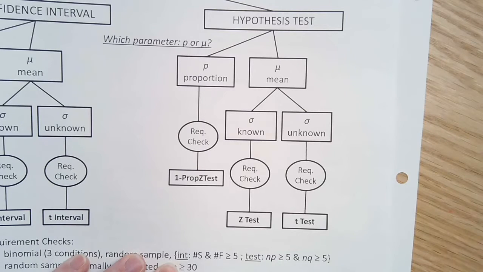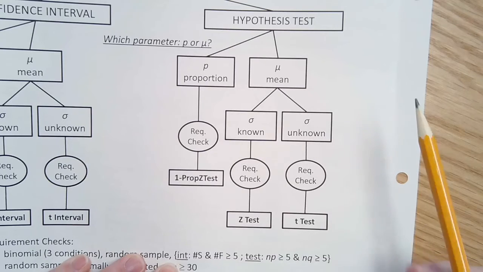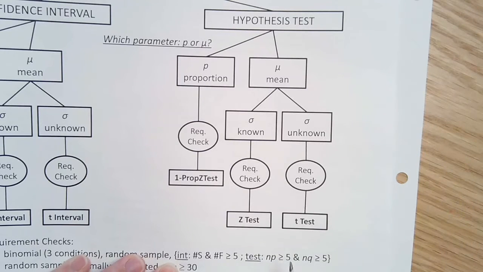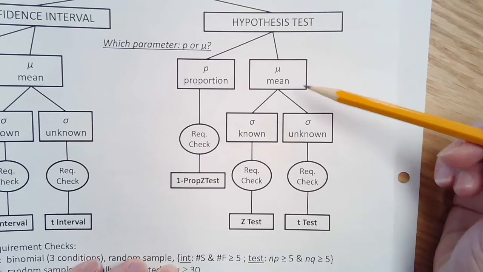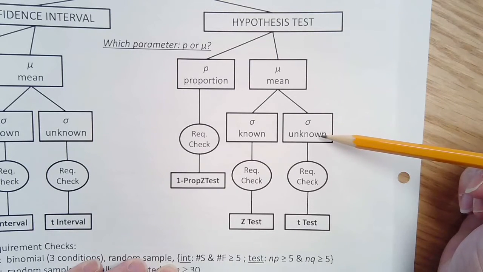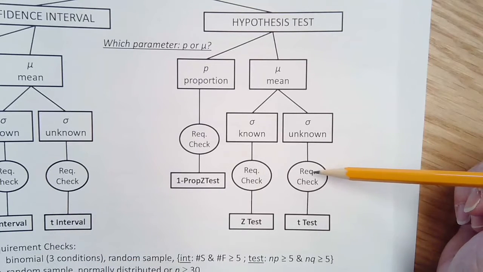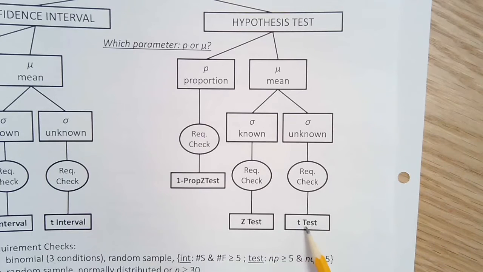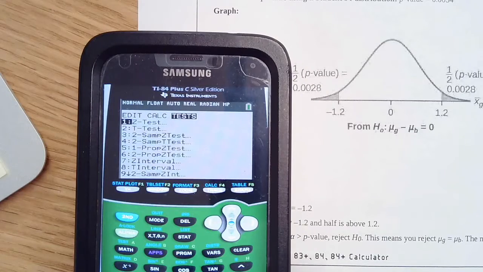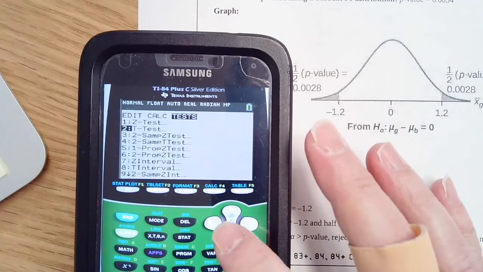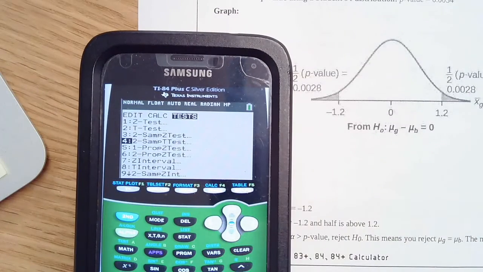When we come to this hypothesis test, we are going to use this to help us decide. Even though we have two samples, we still use this to help us decide. So we have a mean and an unknown standard deviation, so we can do a required check and make sure that it fits, and then that tells us we're going to do a t-test. But because we have two samples, it's going to be a two-sample t-test. So you go to your calculator, and you're going to go down to the two-sample t-test.